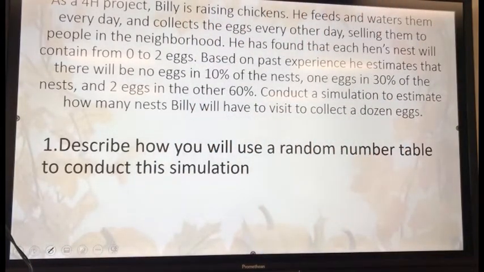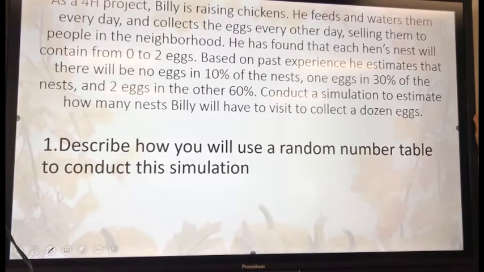Let's look at this one. As a 4-H project, Billy is raising chickens. He feeds and waters them every day and collects the eggs every other day. Sells them to people in the neighborhood. He has found that each hen's nest will contain 0 to 2 eggs. Based on past experience, he estimates that there will be no eggs in 10% of the nests, 1 egg in 30% of the nests, and 2 eggs in the other 60%. Conduct a simulation to estimate how many nests Billy will have to visit to collect a dozen eggs.